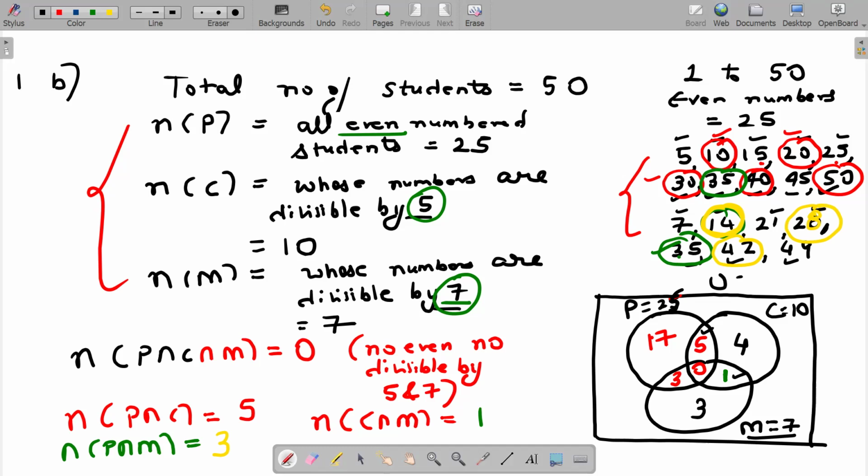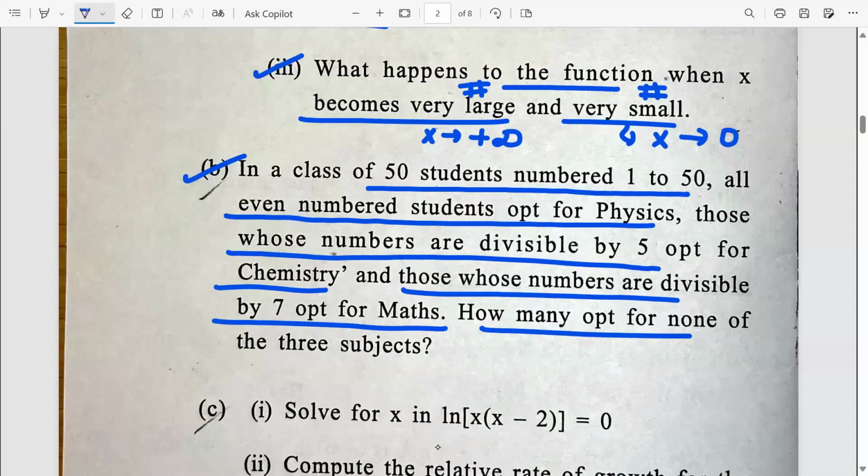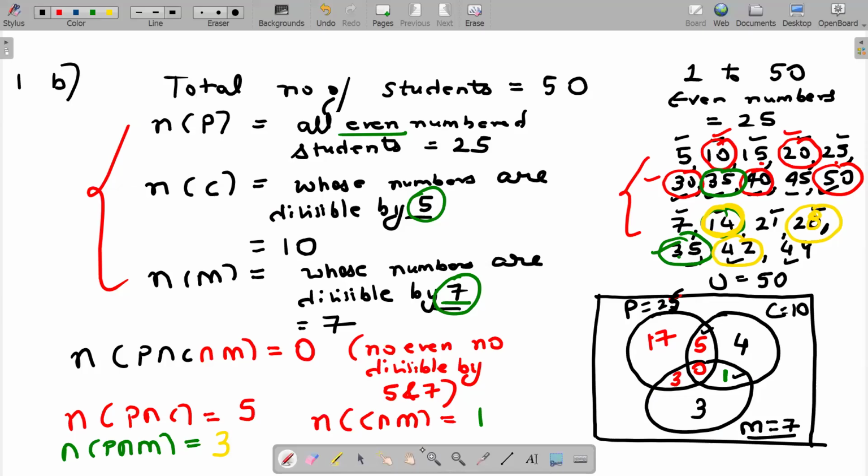And now the class contains how many students? Class contains 50 students. Now, what was the question asking us? How many opt for none of the 3 subjects? That means none of the 3 subjects means outside the Venn diagram, outside this shaded area I'm drawing. The area I'm shading opts for none of the 3. That means from 50, I'm going to subtract the internal circle.